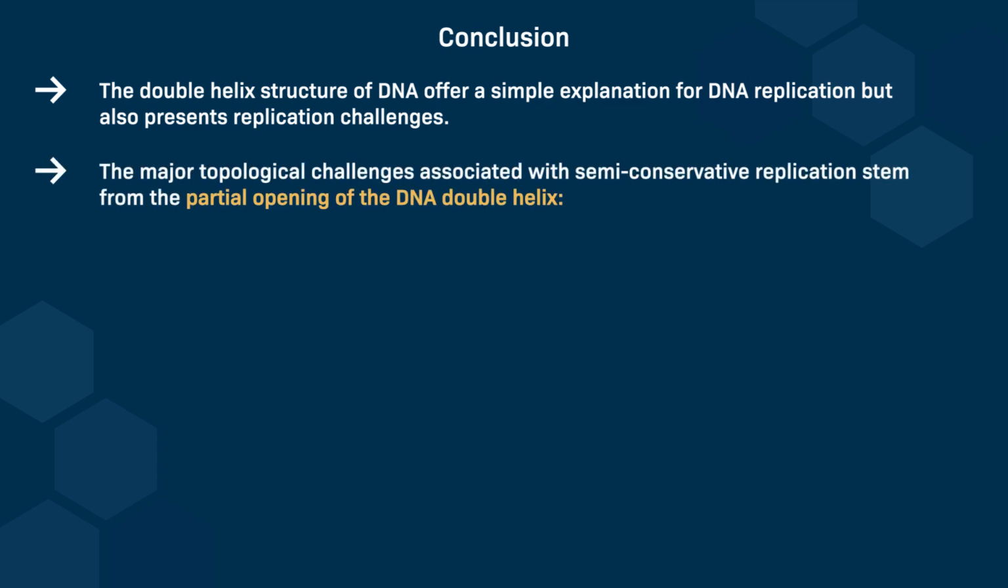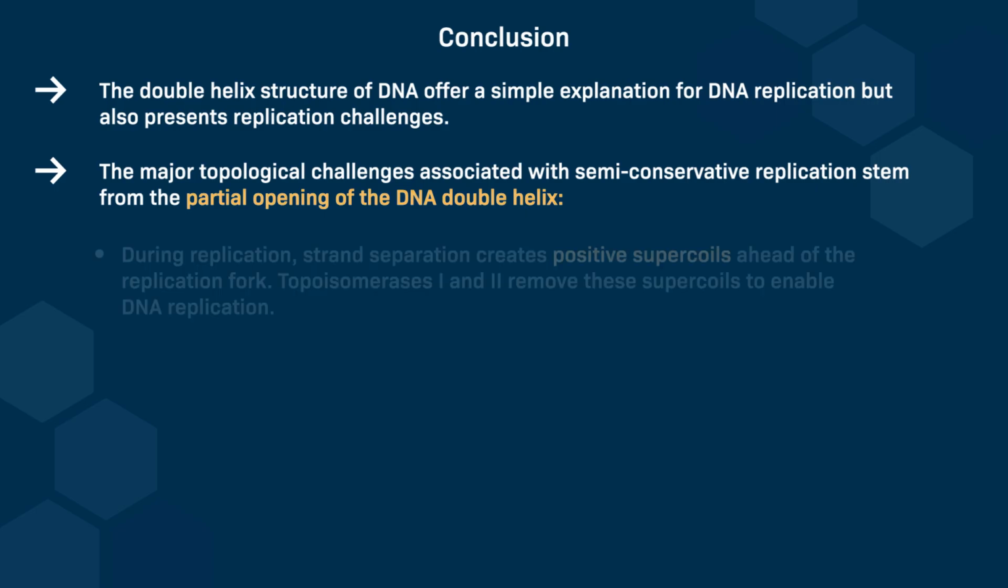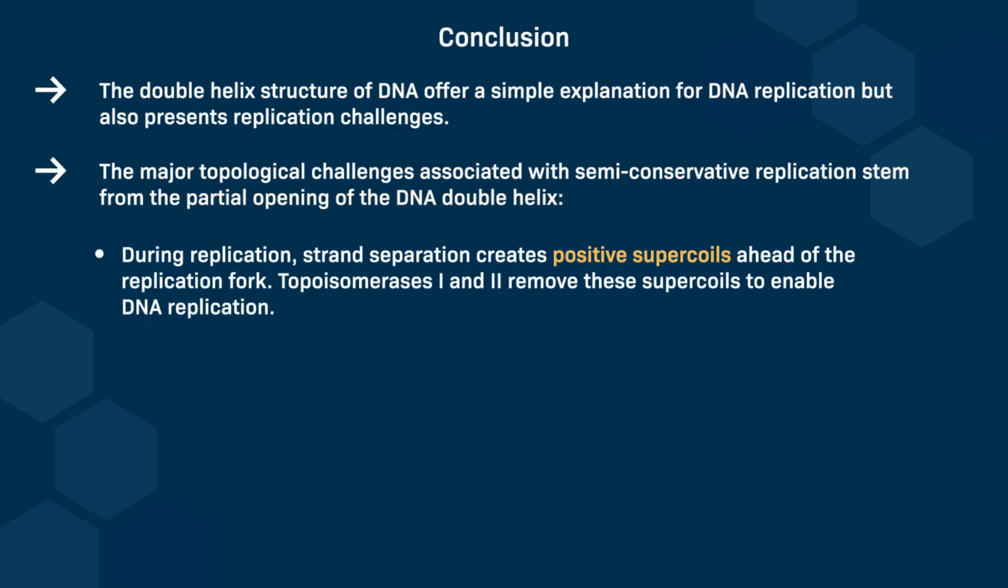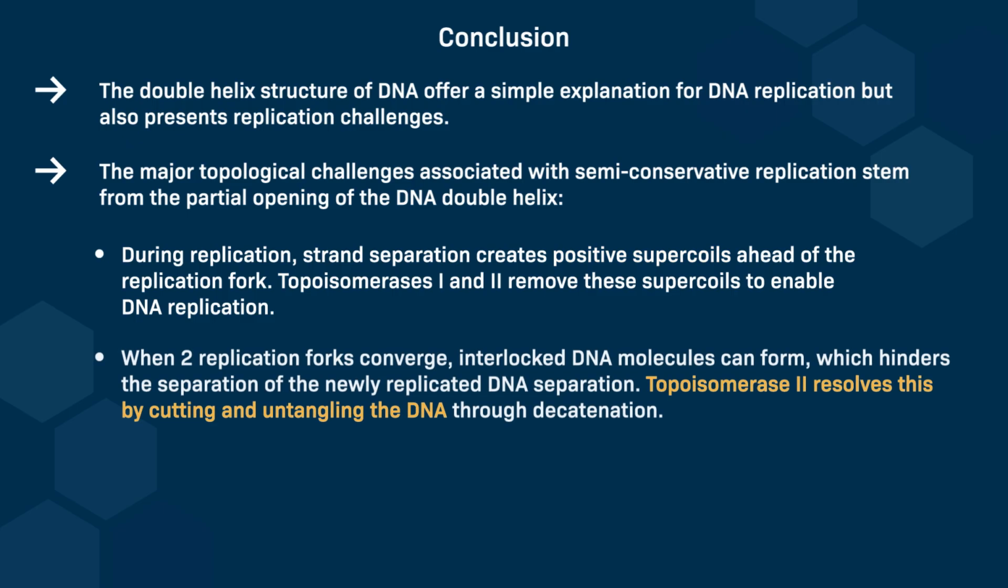The major topological challenges associated with semi-conservative replication stem from the partial opening of the DNA double helix. During replication, strand separation creates positive supercoils ahead of the fork. Topoisomerases 1 and 2 remove these supercoils to enable DNA replication. When two replication forks converge, interlocked DNA molecules can form, which hinders genome separation. Topoisomerase 2 resolves this by cutting and untangling the DNA in a process called decatenation.